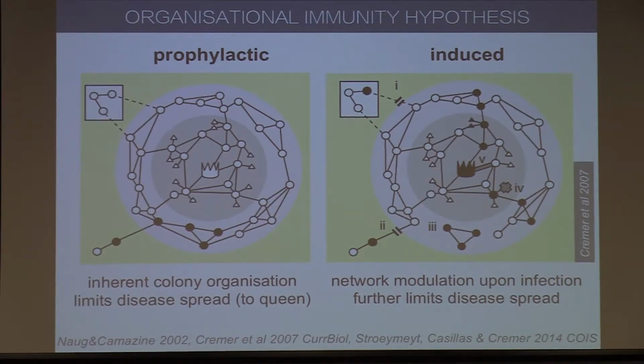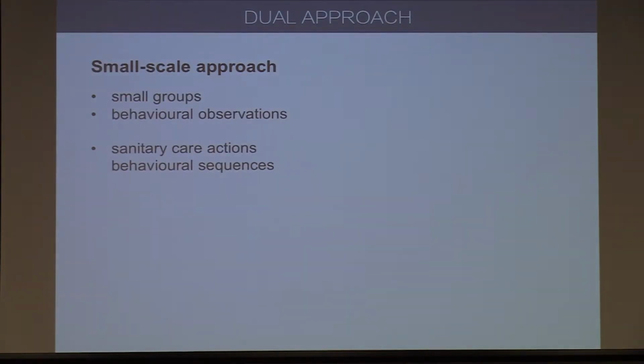So this hypothesis is very well supported theoretically and also by studies that have used some non-pathogenic proxies. However, there's not really a lot of experimental work that is supporting that when you bring in the pathogen. So this is what we have been trying to do, and we have been trying to approach this in a dual approach. On one hand, I call it the small scale approach.